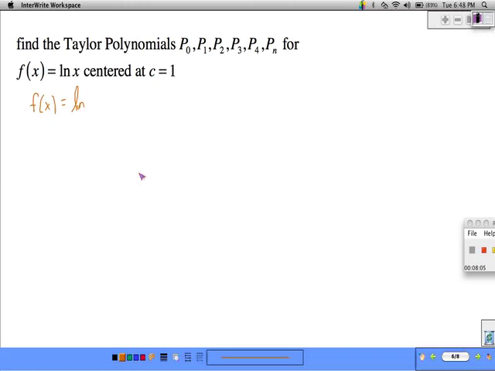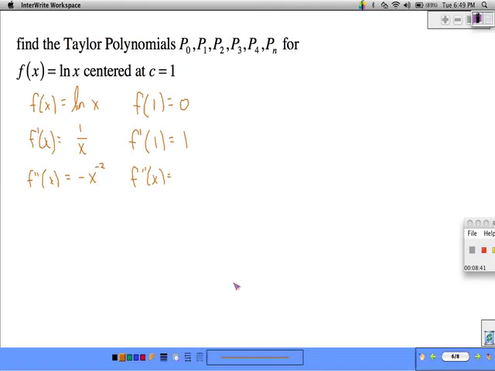To do this, we're going to need a bunch of derivatives, and I'm going to need to evaluate each of those at 1. The natural log of 1 is 0. The derivative of ln x is 1 over x. Evaluated at 1, we get 1. Second derivative of f, negative x to the negative 2. That derivative evaluated at 1 is going to be negative 1.